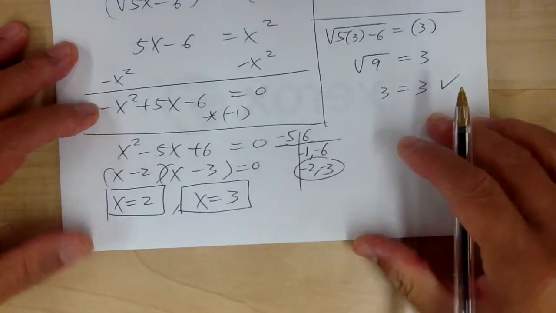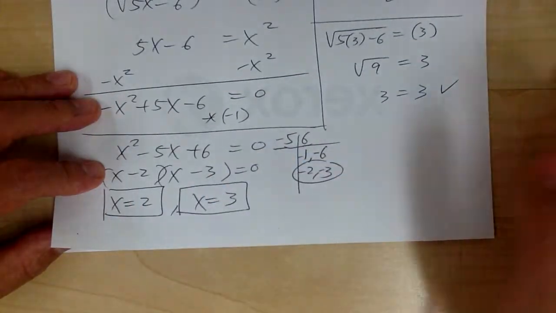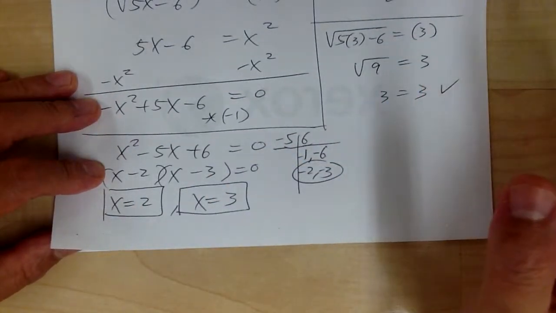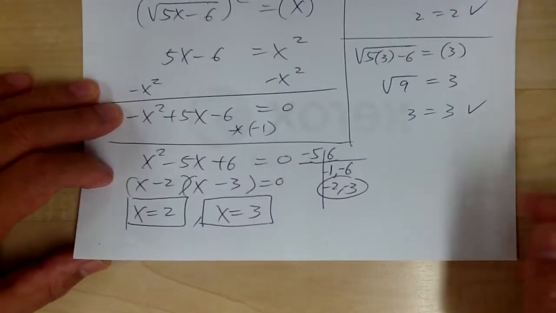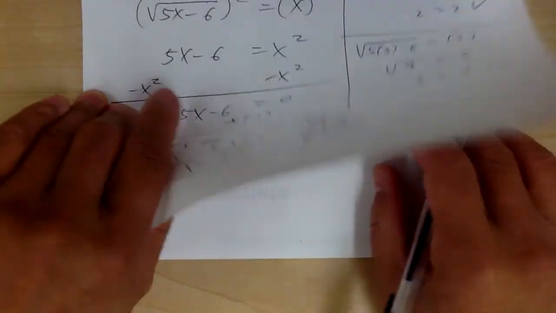So you have to check all the answers. Sometimes both answers are good, sometimes one is good, one is bad. Sometimes both are bad. So you got to check all your answers. So once you check, you box it. Okay? Okay, let's go to number 16.